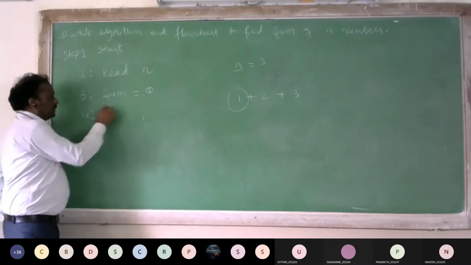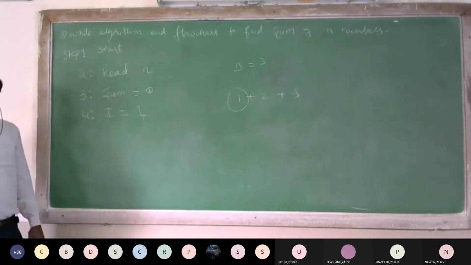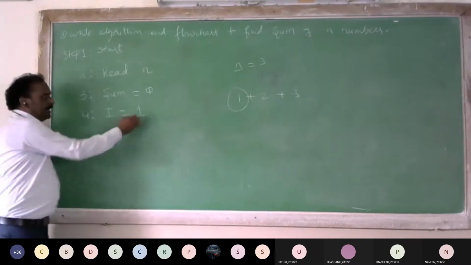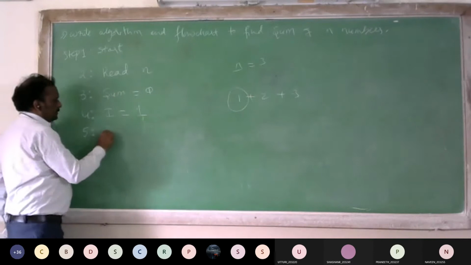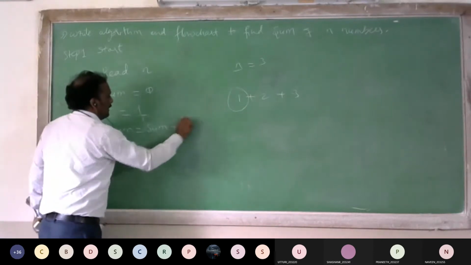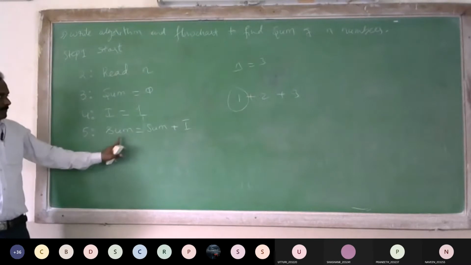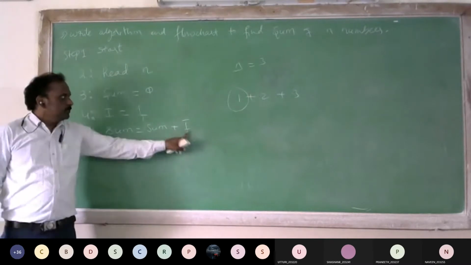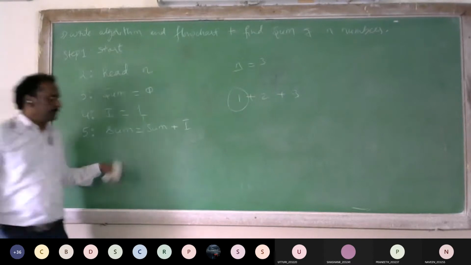What is the first number? The first number is 1. Now we have got the first number, 1. Now we need to add this to sum. Now sum is equal to sum plus I. Sum earlier is 0. 0 plus 1. Sum will be 1 now. Sum will change to 1.